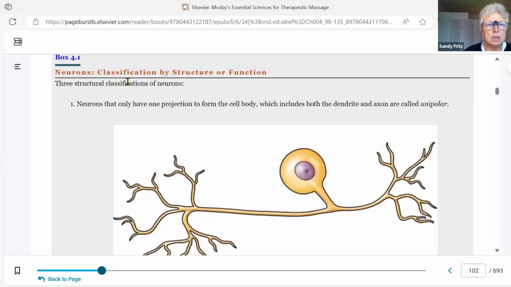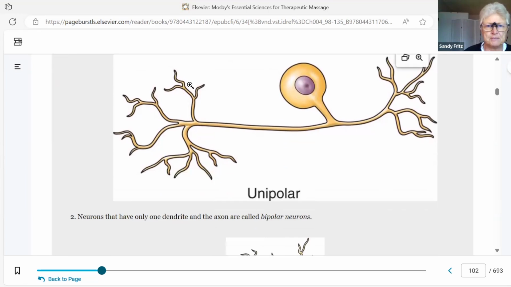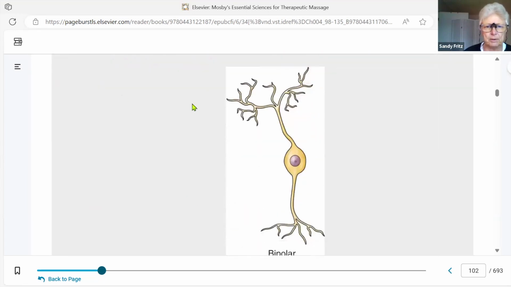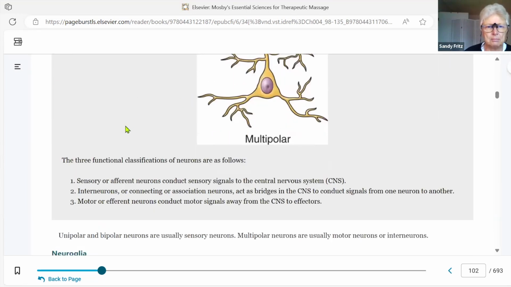So you don't need to know, probably for the NBLEX exam, these specific ideas of a unipolar or a bipolar, but it's nice to have looked at it once or twice so that the information is stashed someplace in your brain. And then again, a reminder, the three functional classifications of neurons are sensory, interneurons, and motor. Afferent, connecting, efferent.